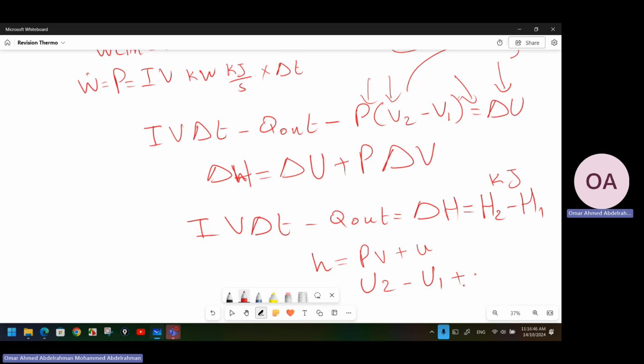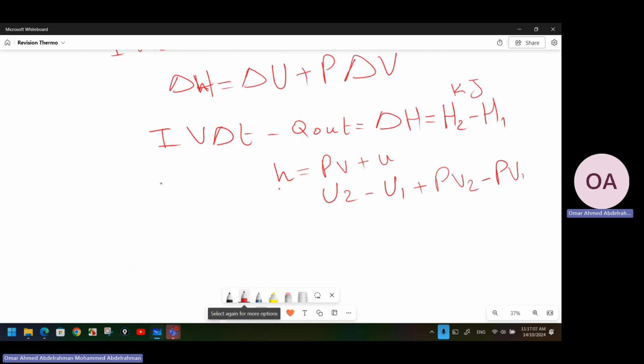And I will have plus PV2. Okay, and I will have also this one will be plus, and when I move it to the other side, it will be negative, right? Minus PV1. Minus with minus is positive. When I put it on the other side, it will be negative. Then I can rearrange this and say I have U2 plus PV2 minus, I will take the minus as a common factor, U1 plus PV1. So I will say that is H2 and that is H1.